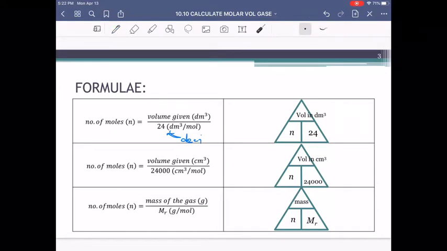Next, number of moles n, you can also use volume given. If it's given in centimeter cube, you have to use 24,000 centimeter cube per mole. The last one you have seen in your previous topic. Number of moles n equals mass of the gas in gram over the Mr or Ar, which is from your periodic table. So this is the triangle that you have seen, on the page behind your periodic table. Please remember this by heart. I hope you know how to apply this.